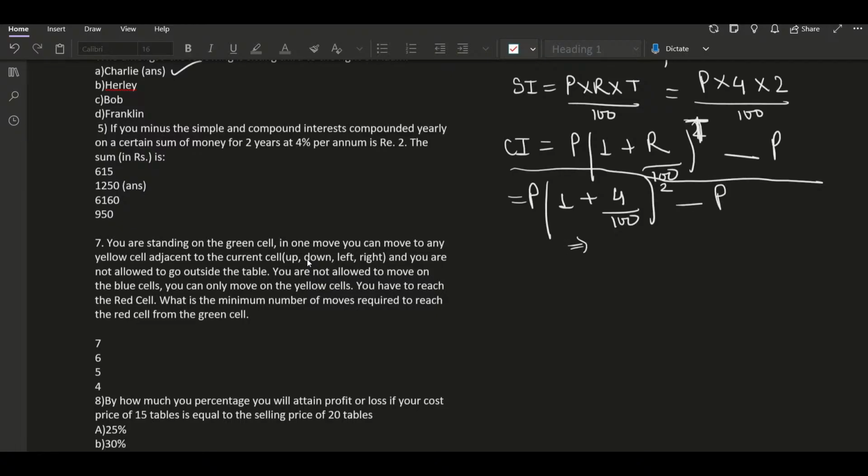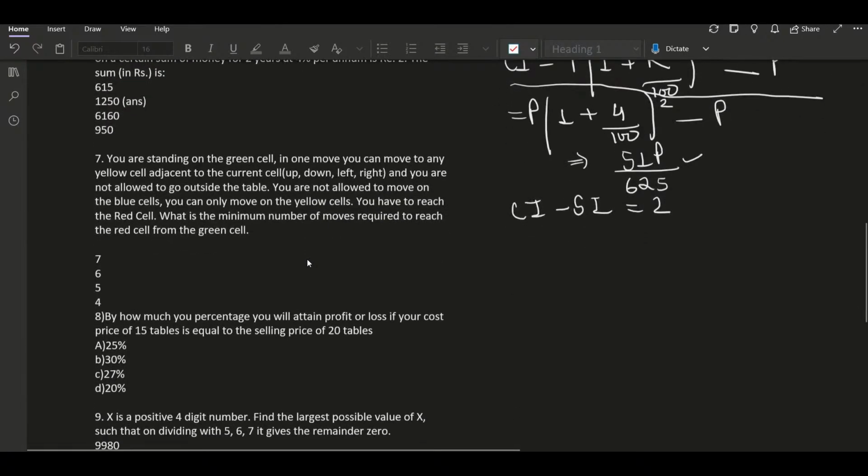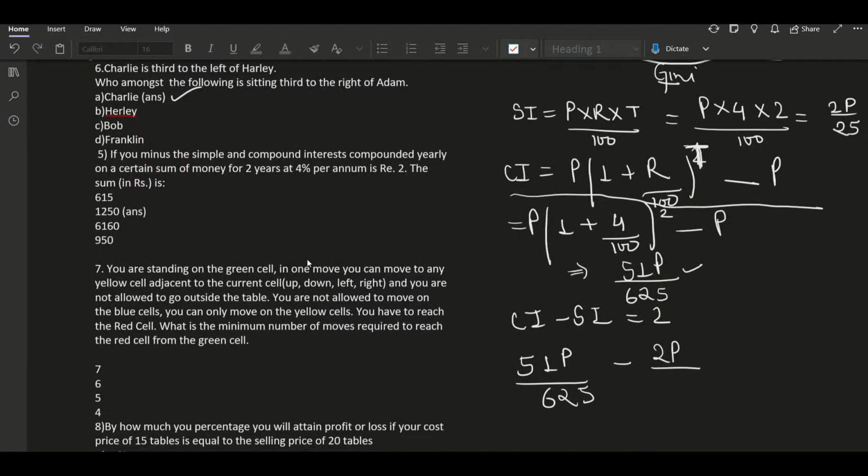If we solve this equation, we will get 51P by 625. While solving, you can check this, and you will get 51P upon 625, right? Now for the simple interest you will get 2P upon 25. What we need to do is subtract the simple interest from the compound interest, and the value is 2. So CI minus SI equals 2. Here the CI value is 51P by 625 minus the SI value, that is 2P upon 25, right?